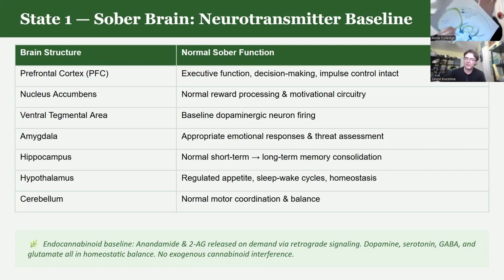Here you can see where I put in the nucleus accumbens, VTA, basal ganglia, hypothalamus, and hippocampus, just the basic areas that it would be affecting, but at this point it's showing baseline.